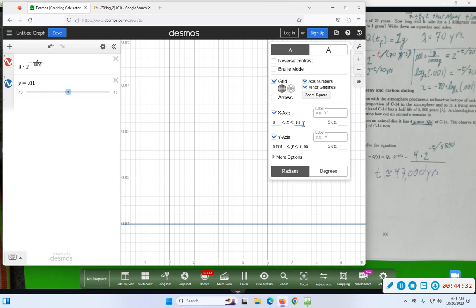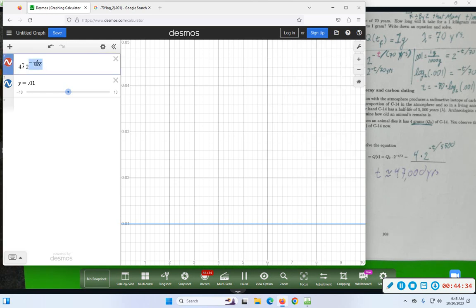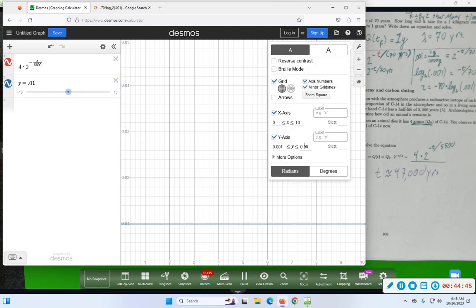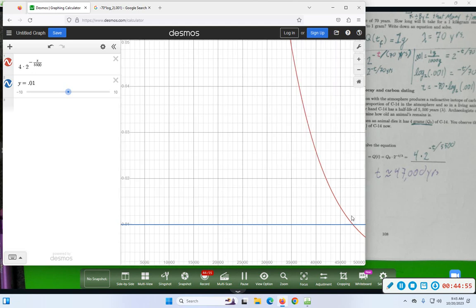So, right here, we see the formula for the half-life. Right here, I see the eventual value I wanted to get. Let's just see when they cross. And I expect the answer to be like 47,000, so I've gone out to 50,000 for the input. Looks about right. Nice. All right.